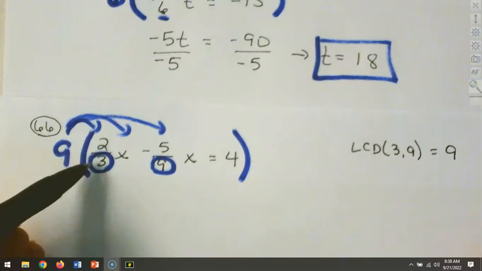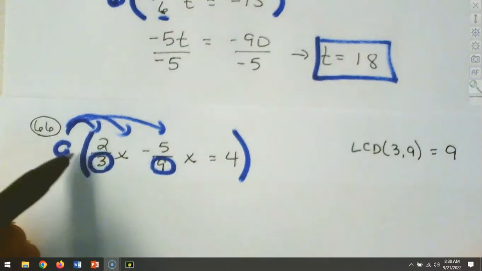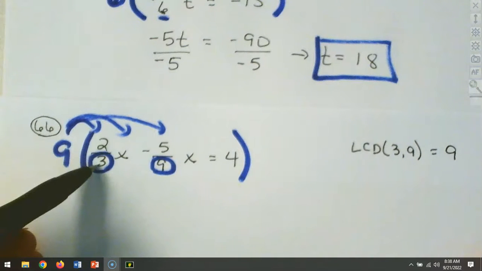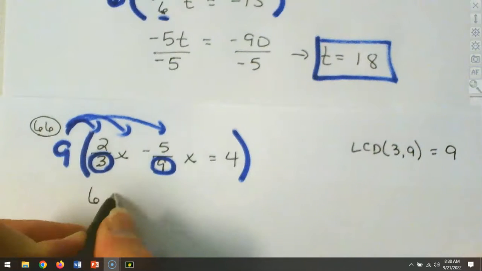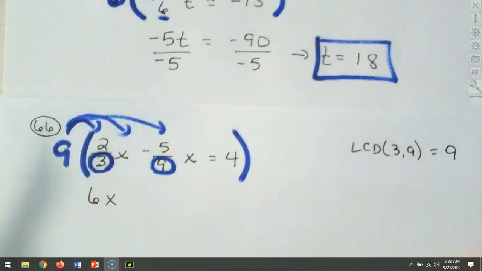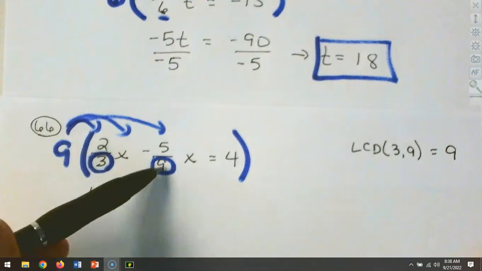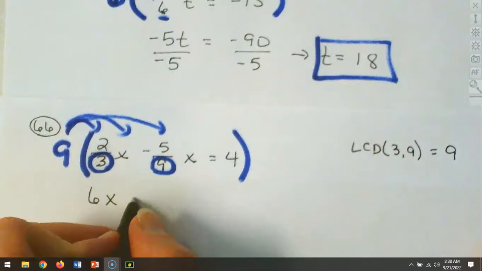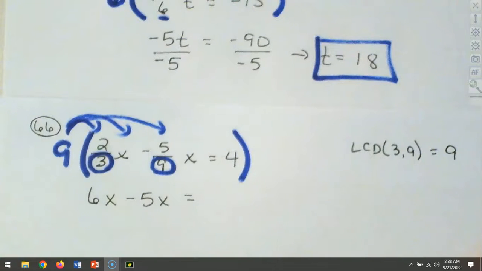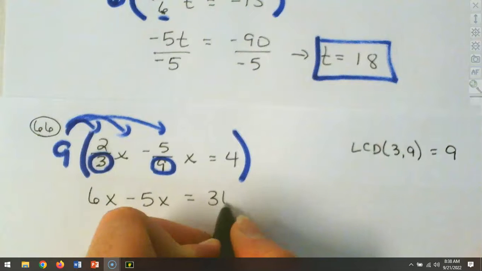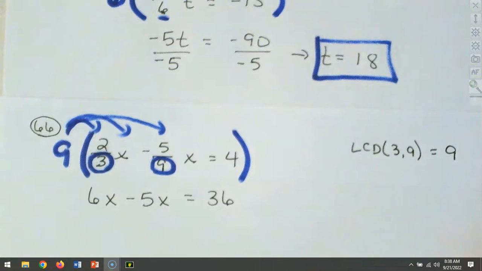So 9 divided by 3, okay? 9 divided by 3 is a 3. 3 times 2 makes it a 6x. Divide, then multiply. 9 divided by 9, that's a 1. Times a negative 5, that makes it a minus 5. Bring down the x. And do not forget the other side. 9 times 4, that's a 36.